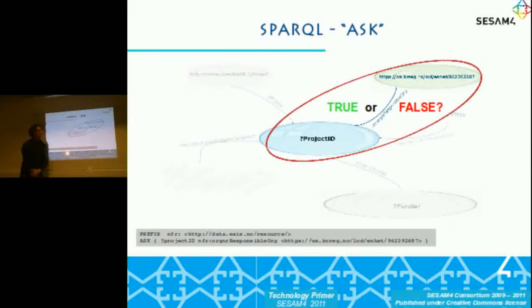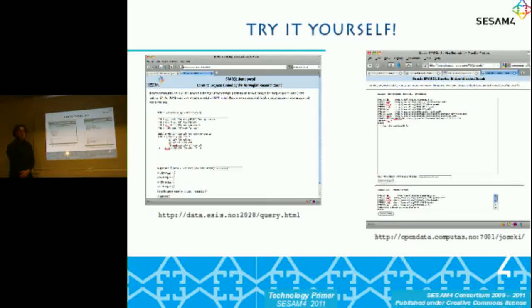Now you obviously want to try that yourself. The Session 4 project has some portals that you can use. On the one hand, we got the Computas LOD server, the linked open data server, with a lot of data sets from Session 4 and also external data sets that are not related to the project, which you can query. And we have a dedicated portal for the Research Council project data, which you can use for trying out. They are all accessible through the Session 4 project pages. So here you can try it out yourself.